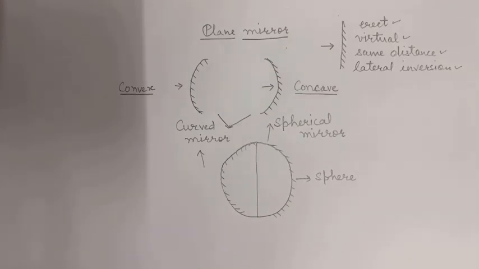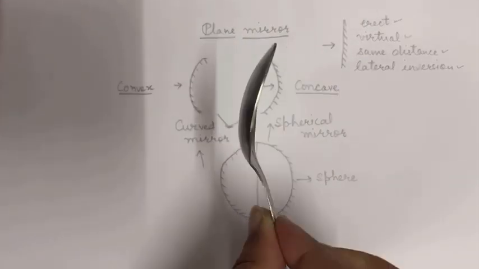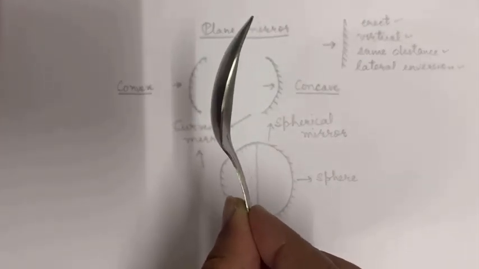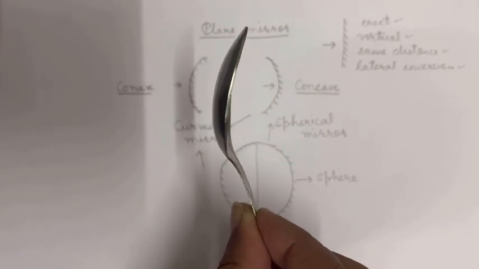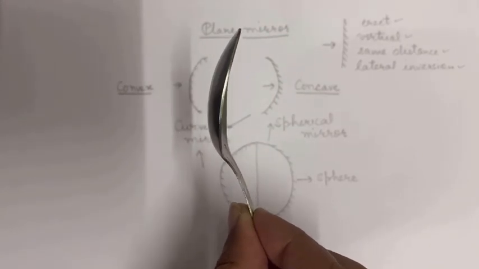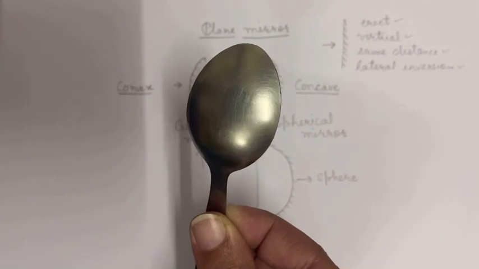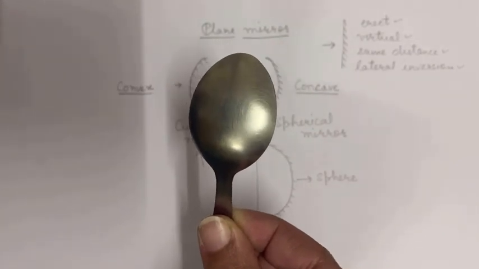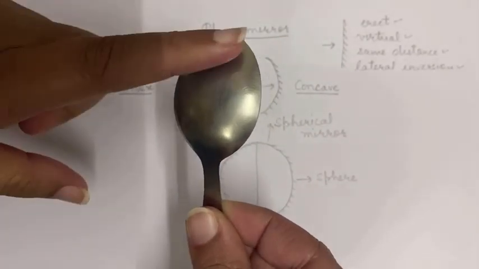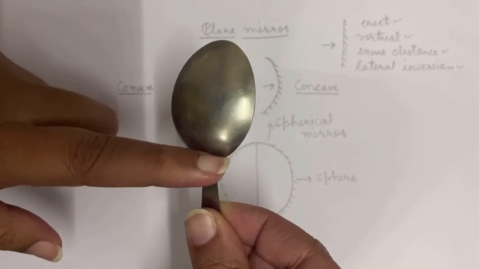You can come across a number of such examples where you can see that concave and convex mirrors exist. For example, this is a spoon. Now a spoon is a very clear example of concave and convex mirror. How? If I consider this as my reflecting surface, it means this is behaving as a convex mirror.